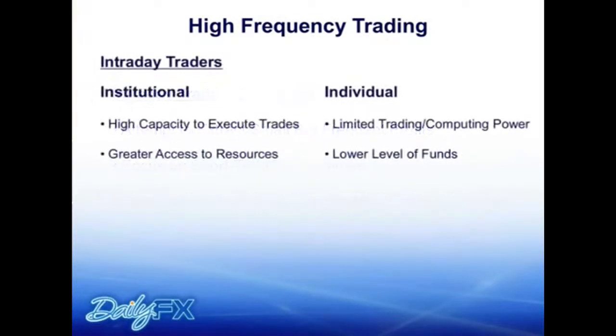So basically, there are two types of day traders: the institutional trader and the individual trader. Institutional investors have high capacity to execute trades. They typically have multiple traders sitting at their desk just monitoring price action all the time. But as an individual investor, we have limited trading or computing power, because we might have a few monitors set up, but we only have two sets of eyes and can only see one monitor at a time. Just that dynamic puts us at a disadvantage compared to institutional investors.